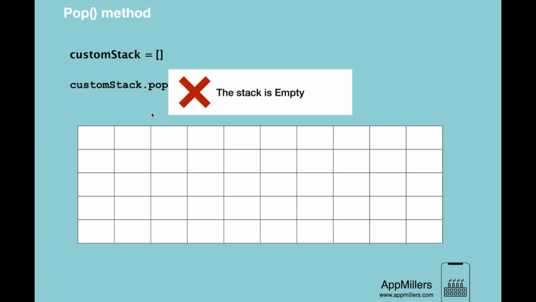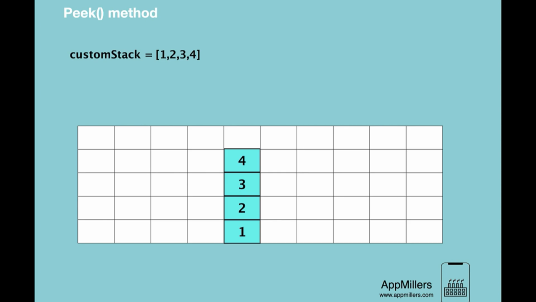Now let's continue to the next operation, which is the peek operation. The peek operation is very similar to the pop operation. The only difference is that the top element of the stack will not be updated. This means that this method returns the top element from the stack, but the top element will not be removed. So if we run the peek method for this stack over here, it will return 4, but 4 will not be removed from the stack.